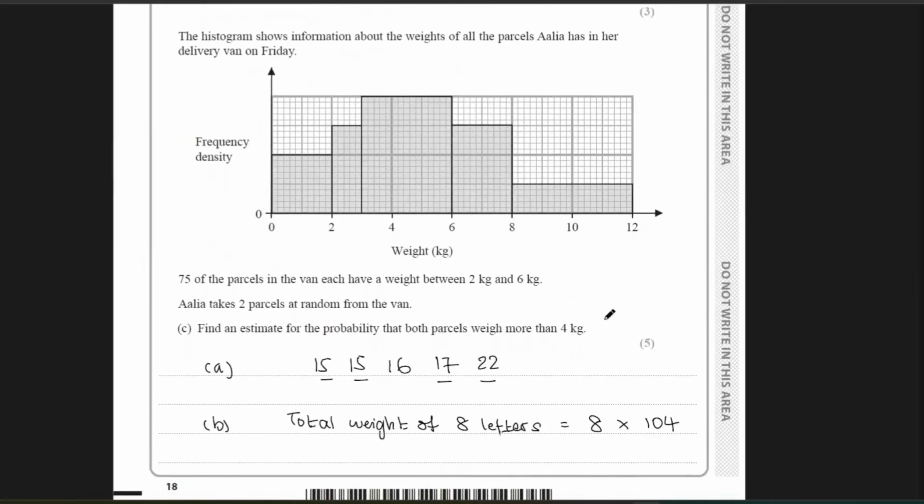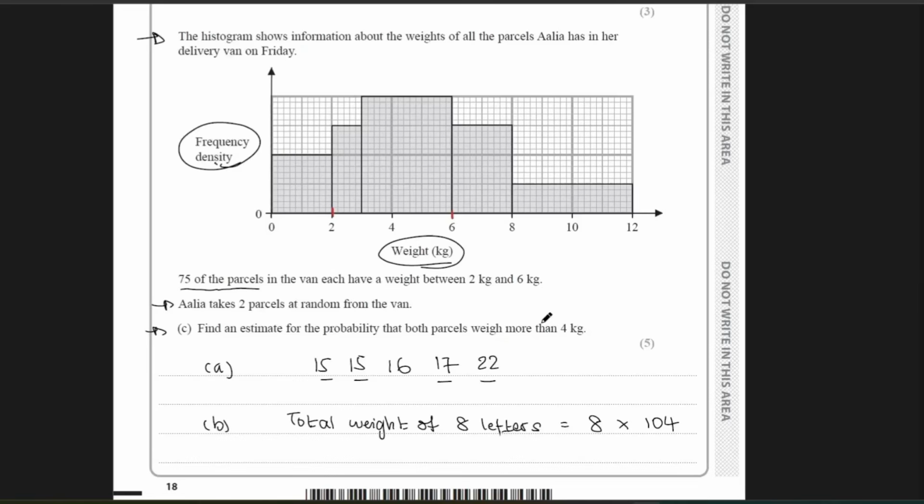Okay, next we have a histogram. So the histogram shows information about the weights of all the parcels Alia has in her delivery van on Friday. Frequency density is the y-axis, weight is the x-axis. 75 of the parcels in the van each have a weight between 2 kilograms and 6 kilograms. Then it says, Alia takes 2 parcels at random from the van. Question C is find an estimate for the probability that both parcels weigh more than 4 kilograms.